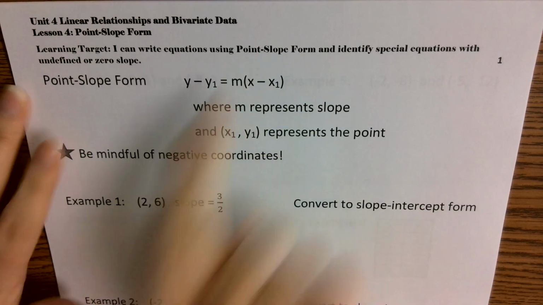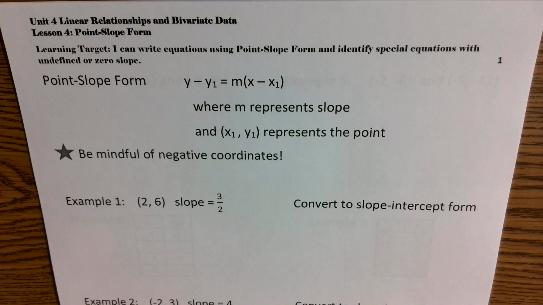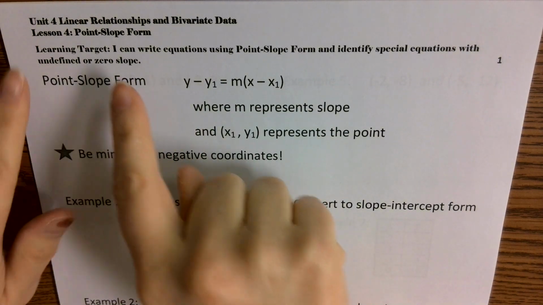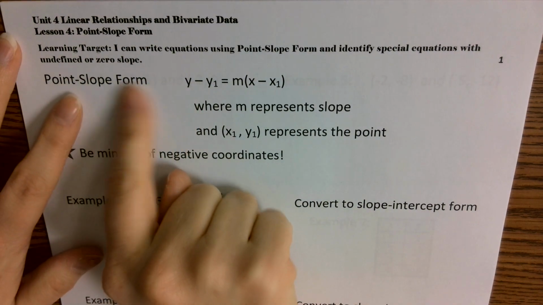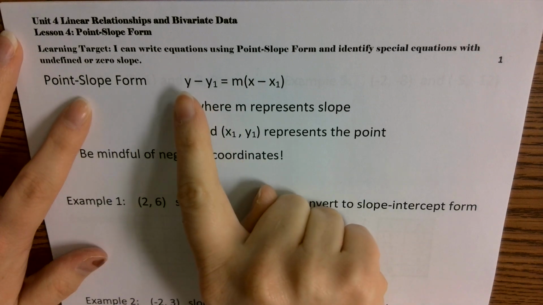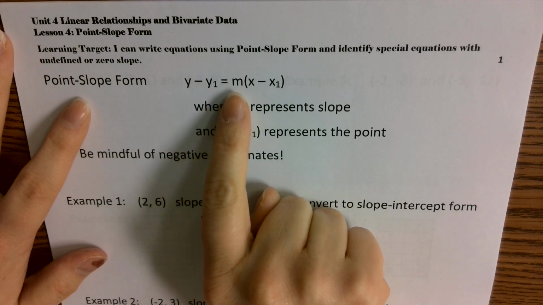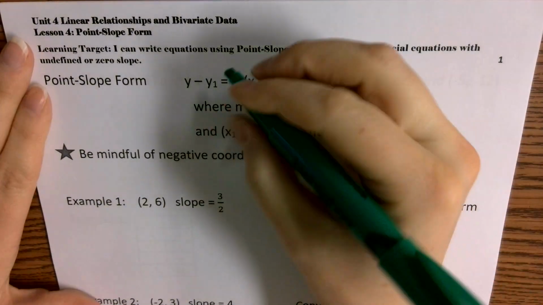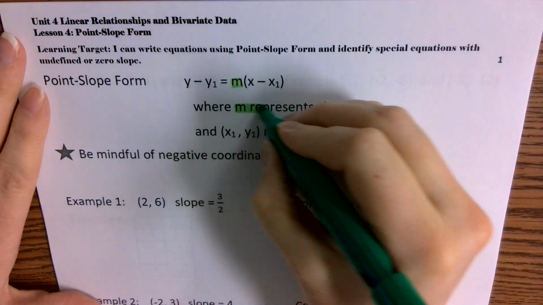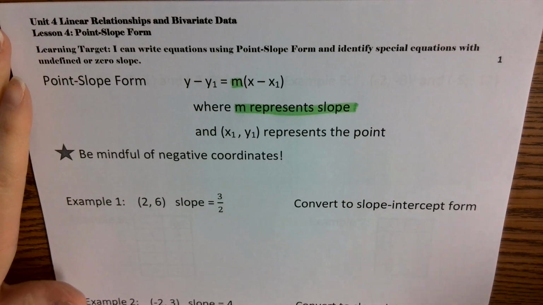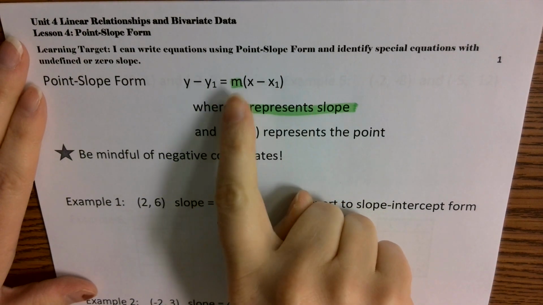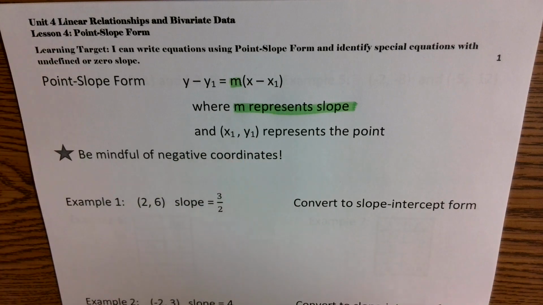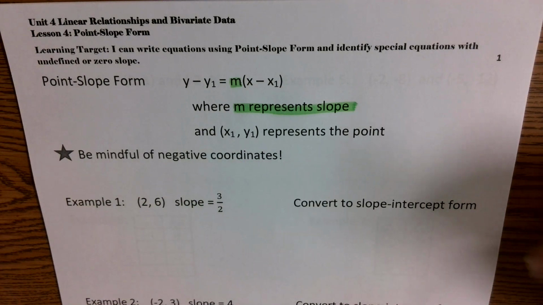So our learning target for today is we can write equations using the point-slope form, and you can identify special equations that have an undefined or a zero slope. So those are very, very special characteristics here. But this is our final form. We've got the point-slope form that says y minus y1 is equal to m times x minus x1. Now we already know what m stands for based off of our slope-intercept form. We're already fully aware of the fact that m is going to stand for the slope of the equation. But in this situation here, our y1 and our x1 are going to be representing a point that exists on this function.